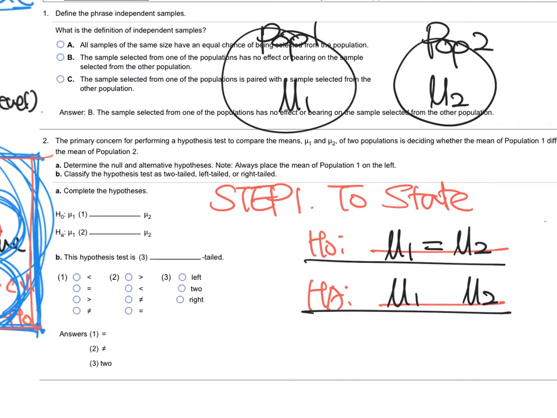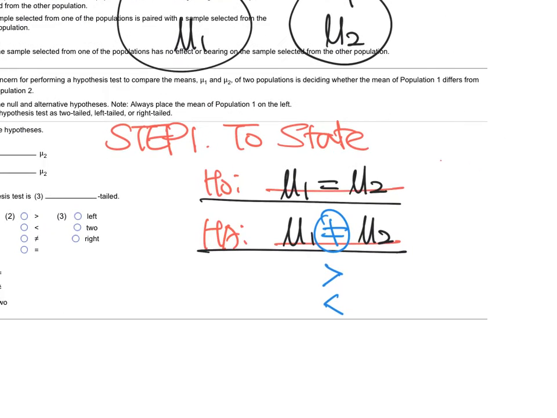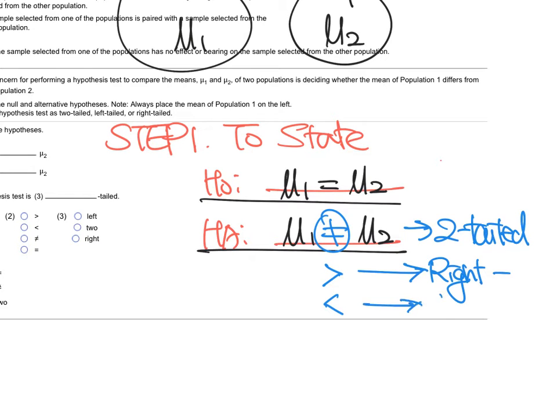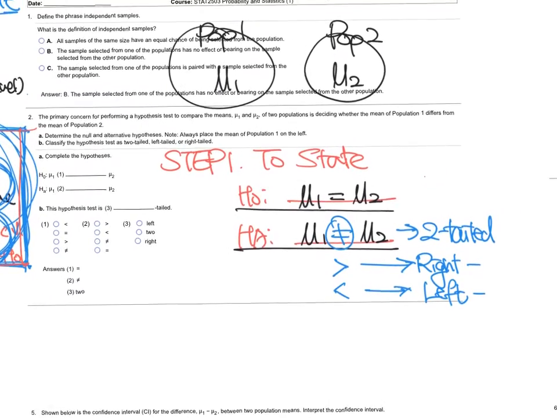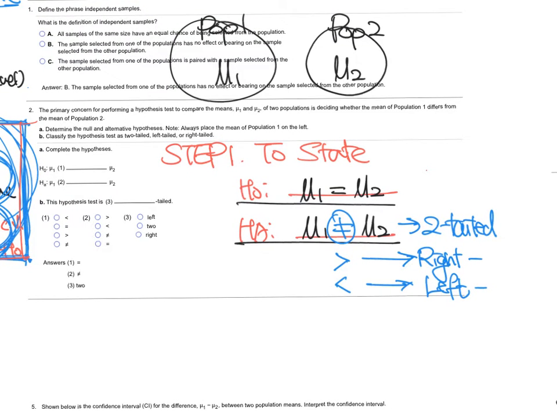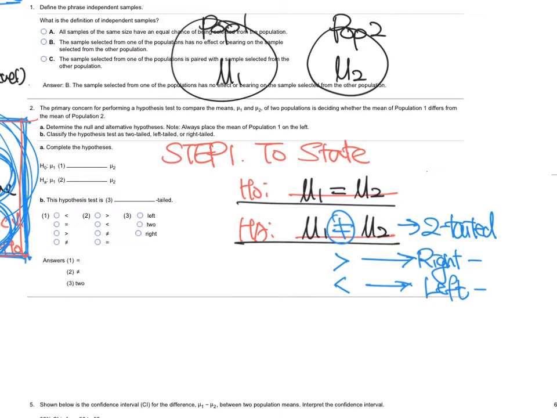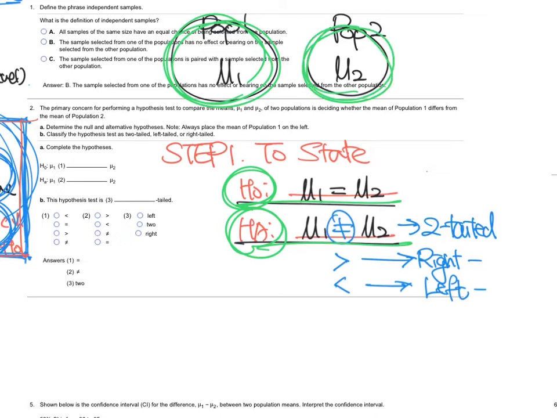And same, we have 3 statements. It's not equal to, greater than, or less than. The not equal to will be two-tailed again. The greater than is right-tailed. And the less than is left-tailed. That is the same thing. So as in chapter 9, similarly, we are going to state the null hypothesis and alternative hypothesis.